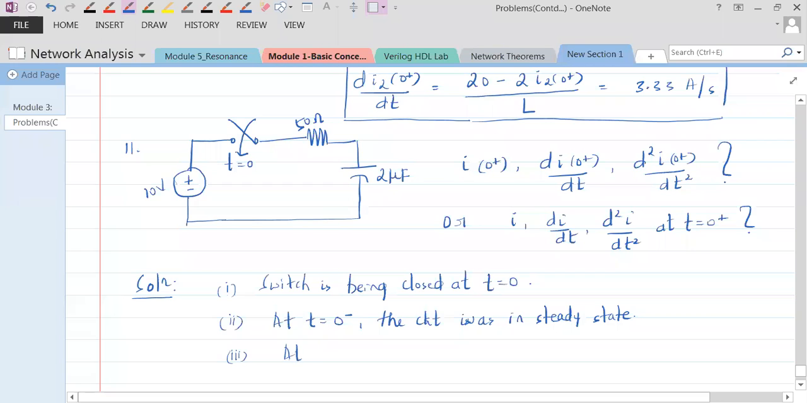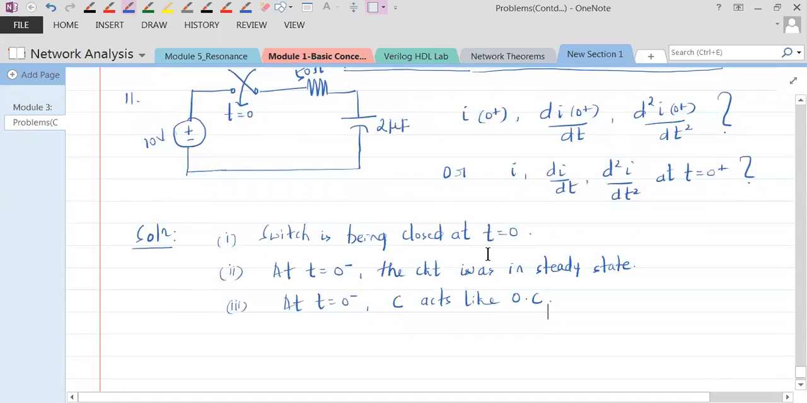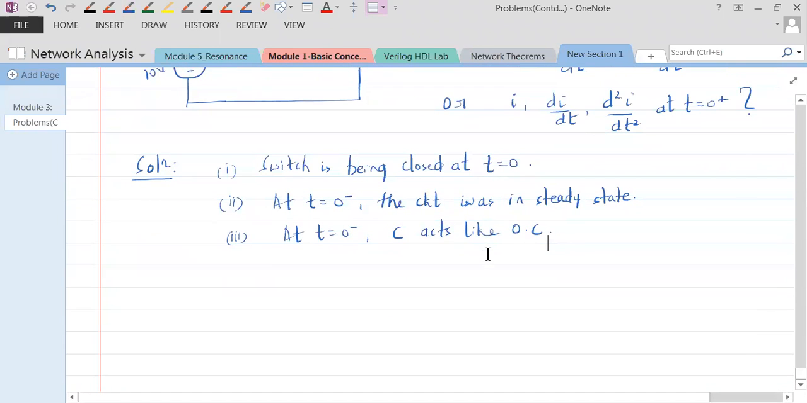Okay. So at t equal to 0 minus, since the circuit was in steady state, C acts like open circuit. So with these 3 points in mind, we need to write the circuit diagram now. Write the circuit diagram at t equal to 0 minus, everybody. Therefore, at t equal to 0 minus, the circuit becomes.